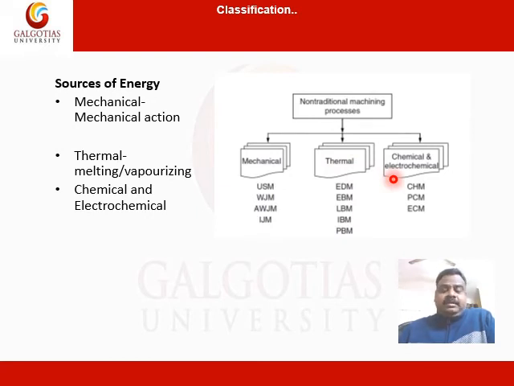And we also remove the material by chemical and electrochemical action, like chemical machining and electrochemical machining. These use chemical and electrochemical sources of energy to remove the material. So conclusively, we can say the major sources of energy that are applied to remove the material in advanced machining processes are three: mechanical, thermal, and chemical and electrochemical sources of energy. On the basis of this, the advanced machining processes are classified.